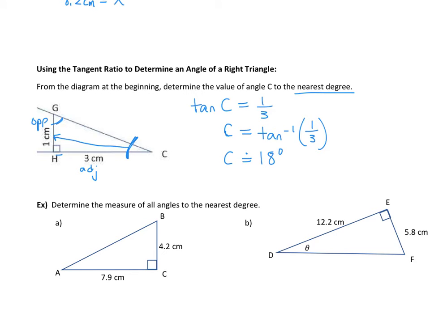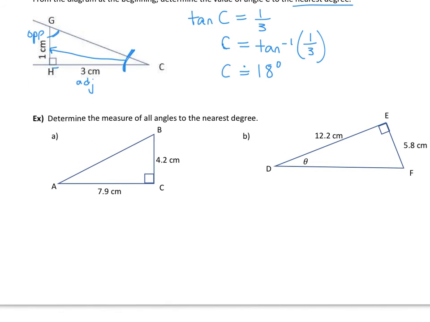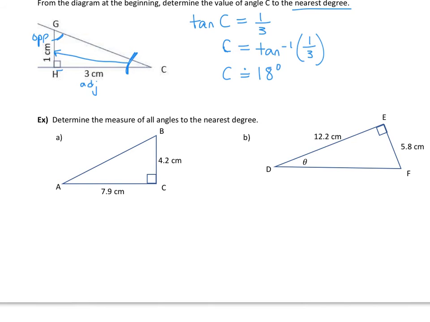All right, determine the measure of all angles to the nearest degree. So we have a couple triangles here. Now, it doesn't matter which one I start with. I could either start with angle A or angle B. I already know angle C is 90 degrees. That's a no-brainer because it's marked.